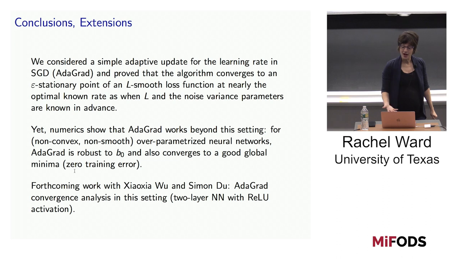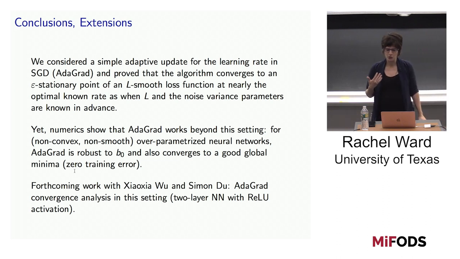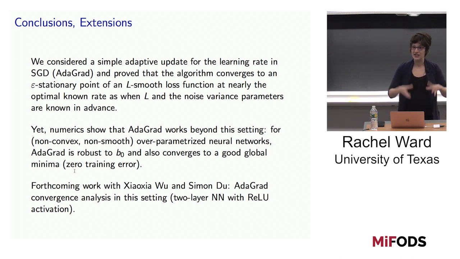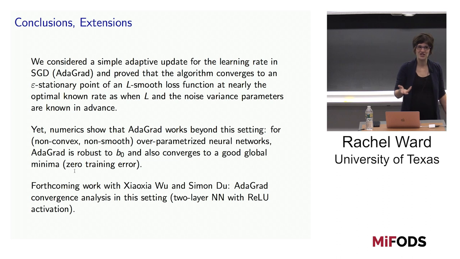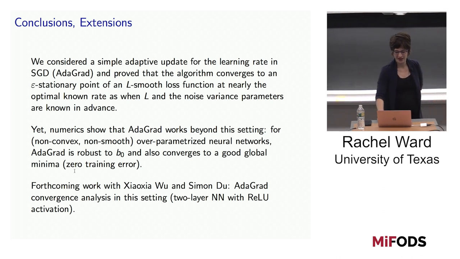But the numerics show that AdaGrad works beyond the setting that we proved the theory for. In particular, it works very well in the same way for over-parameterized neural networks, which are optimization problems that are non-convex and non-smooth, in the sense that it is robust to the choice of the learning rate, and it also converges to not only a stationary point, but a global minimizer and one with good generalization properties. So we wanted to understand that, and so in more recent work with Zhao Jia and Simon Du, we analyzed AdaGrad convergence and showed that a variant of AdaGrad in the setting of a two-layer neural network with ReLU activation does converge to a global minimizer of this class of non-convex, non-smooth optimization problems that are close-ish to what people optimize in practice. So that will be coming out next.